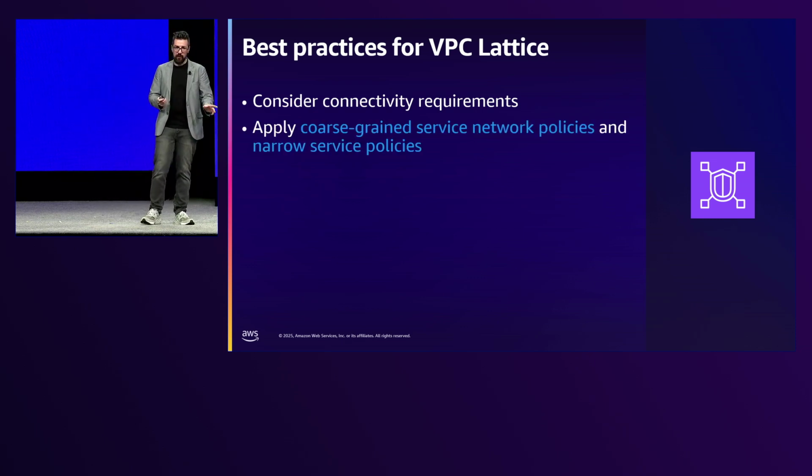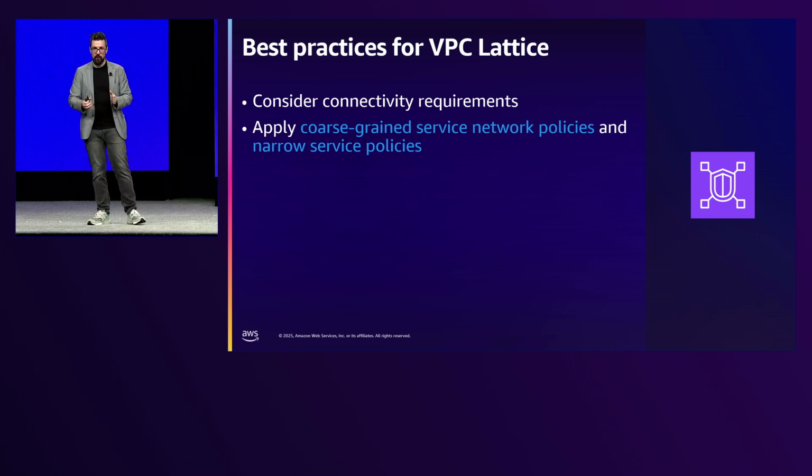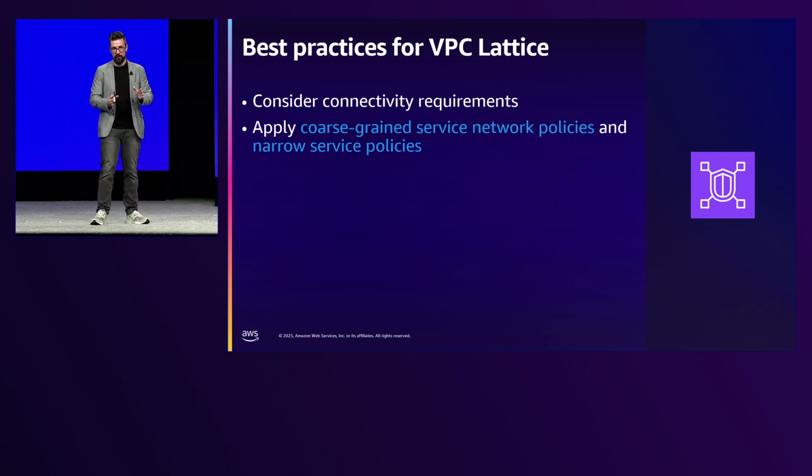Now remember, as before, we can apply these coarse-grained service network policies and the narrow service policies. So what that means is, thinking back to our example where we were firewall administrators earlier, now we can set the broad parameters of what's acceptable. And then our application teams or our developers can set more granular permissions based on what they know about the applications. I don't need to know all of that. I've set the broad parameters, and they can be more constrained with what they want to allow in.